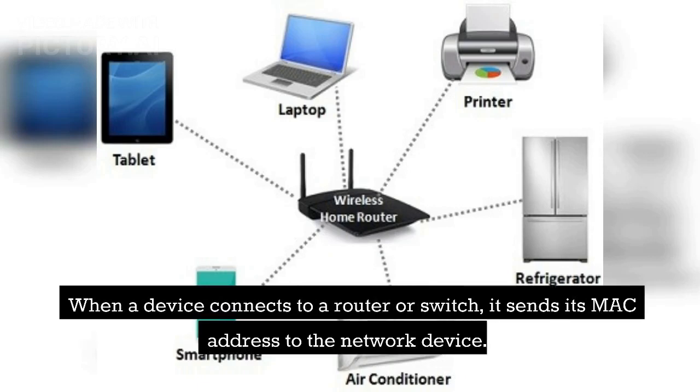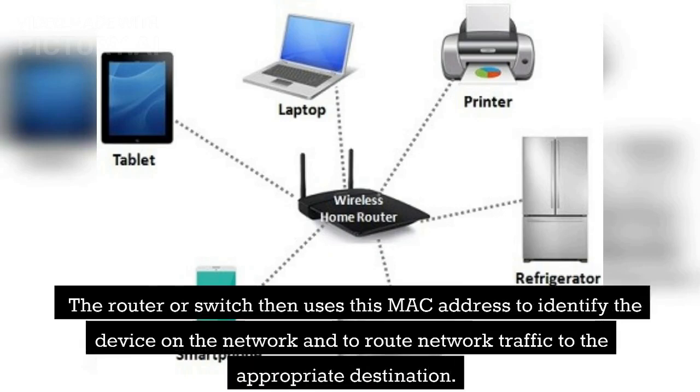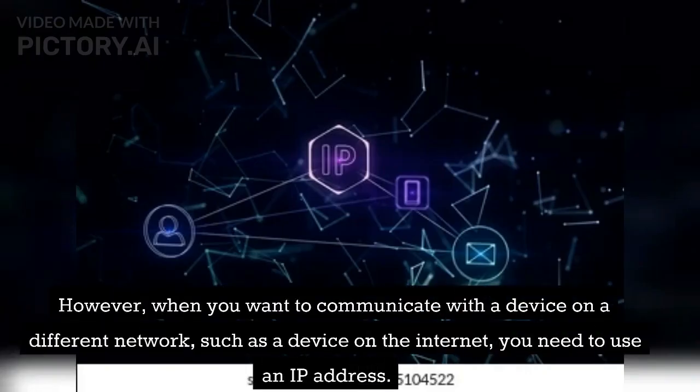When a device connects to a router or switch, it sends its MAC address to the network device. The router or switch then uses this MAC address to identify the device on the network and to route network traffic to the appropriate destination. However, when you want to communicate with a device on a different network, such as a device on the internet, you need to use an IP address.